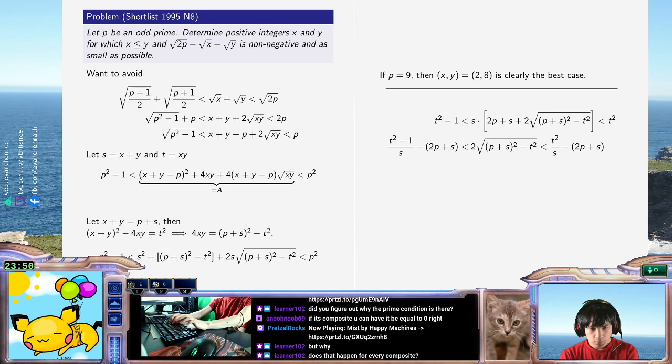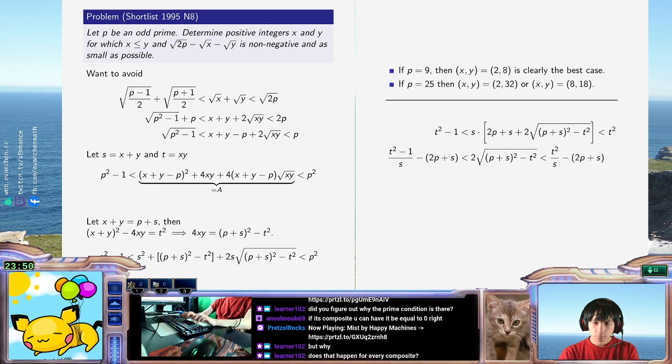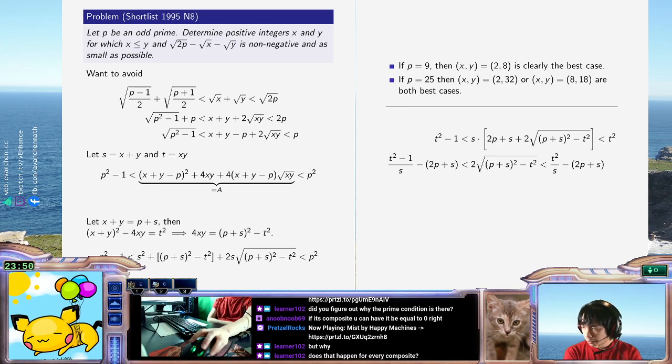Well, sorry, not every composite, but if p equals 25, then x, y equals 2, 32, or x, y equals 8, 18. Yeah, and both of them will hit this on the dot. This number will be a square.